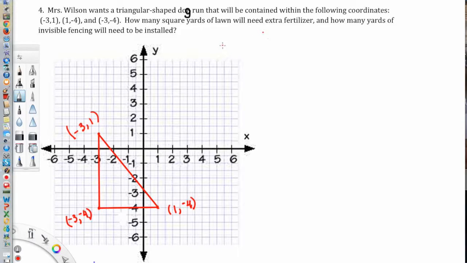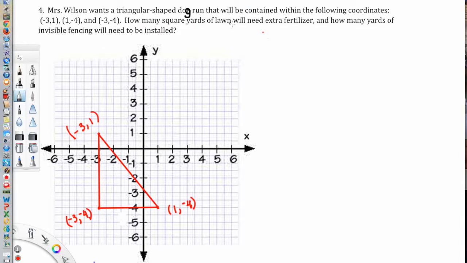Boys and girls, we have our last problem. And this last problem is a little different than the others. In fact, I'd call it our challenge problem. But first, let's just read the problem and see where we can go from there. Number 4 says, Mr. Wilson wants a triangular-shaped dog run that will be contained within the following coordinates. And there you have the coordinates. I've already plotted them. You might want to pause so that you can plot them, as well as connect the points to create the line segments of the triangle.